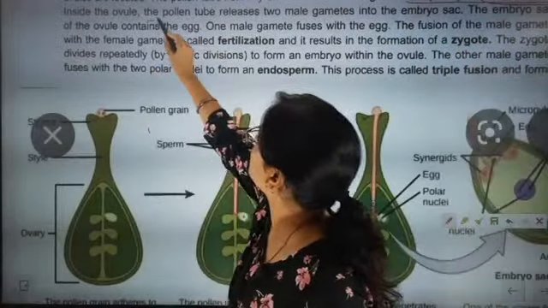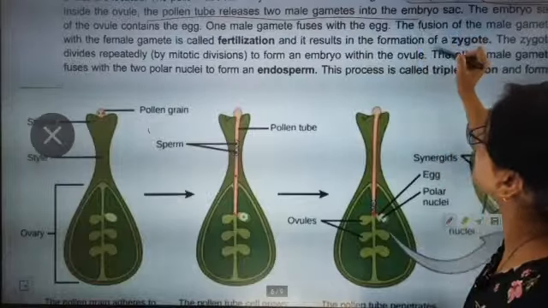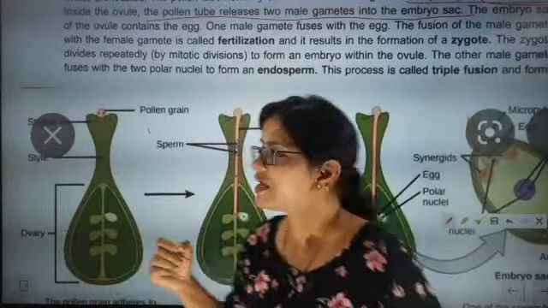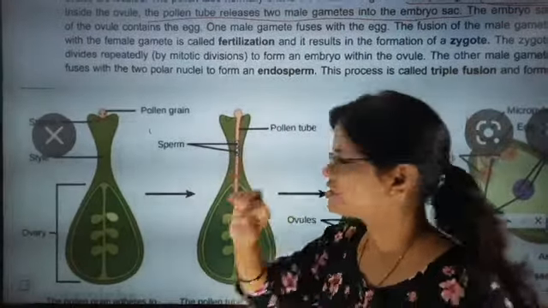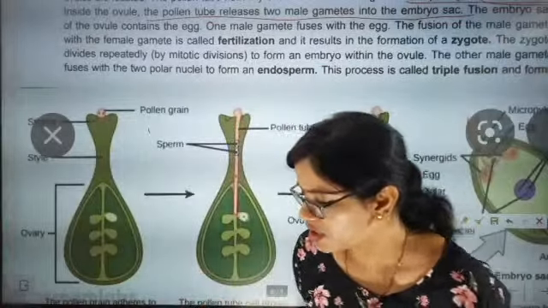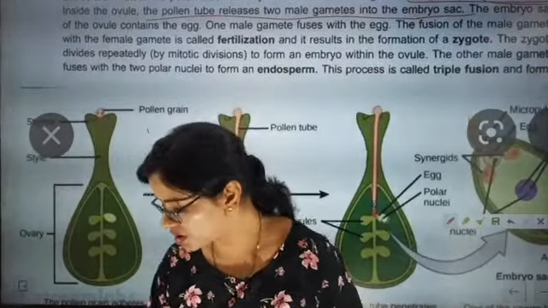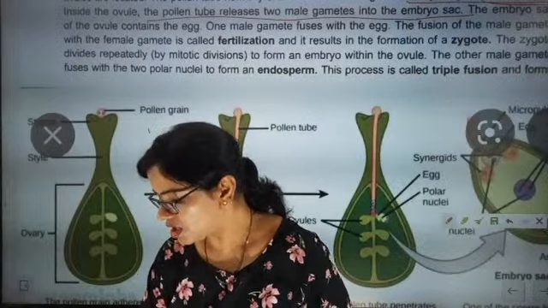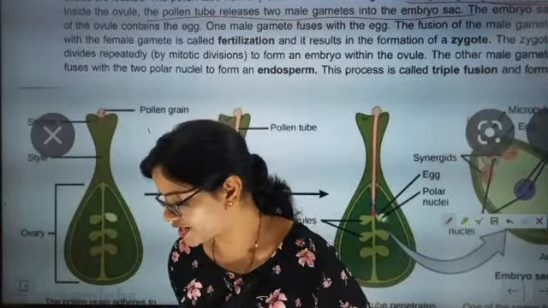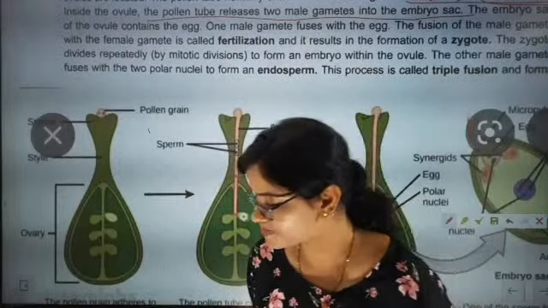Now inside the ovule, the pollen tube releases two male gametes into the embryo sac. Each pollen tube will release two male gametes. I think I have discussed this part when I was talking about the anther: each pollen grain contains two male gametes.